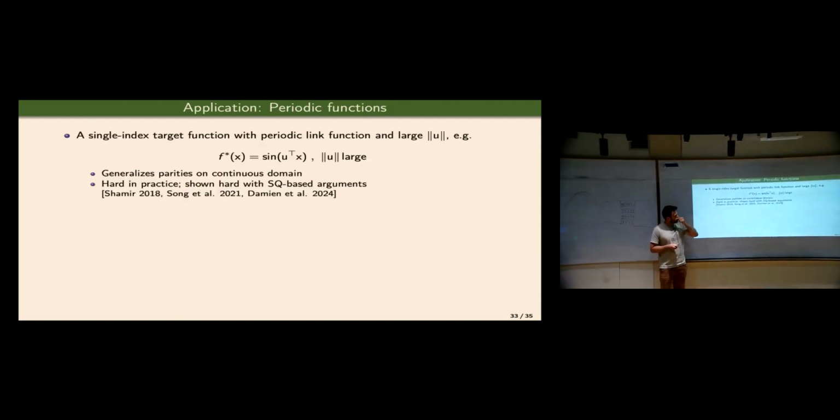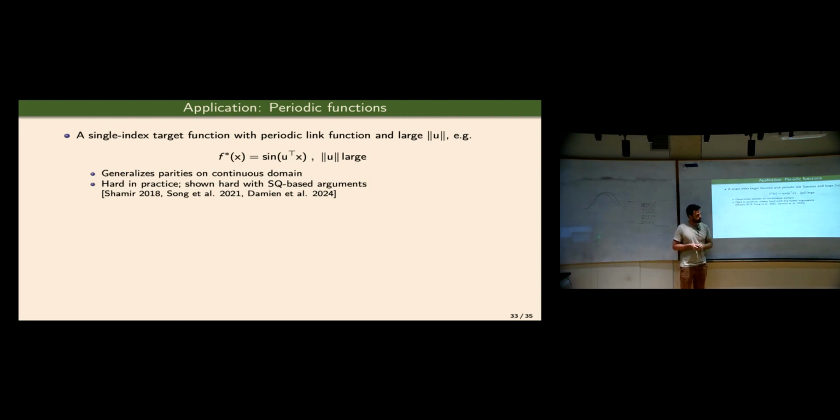One thing that we can look at is what we call periodic functions. We should think of something like a sine of u transpose x, but the norm of u can be very, very large. So when the norm of u is large, this oscillates very quickly. This is probably the most natural way to extend parities to a continuous domain. Because we're looking at Gaussian inputs, this is the most natural way to talk about something that's like parities. And actually, this problem has a lot of the same hardness issues that parities have.